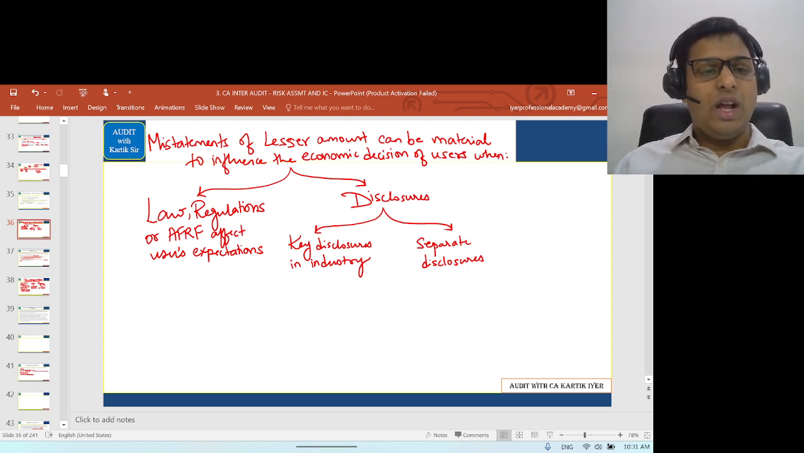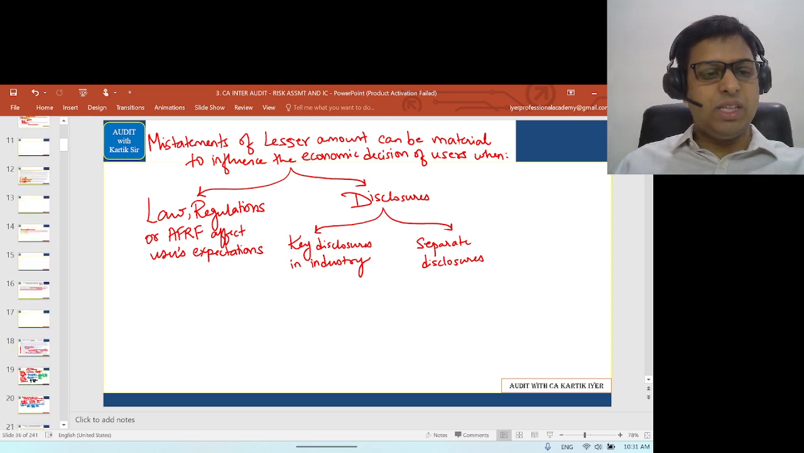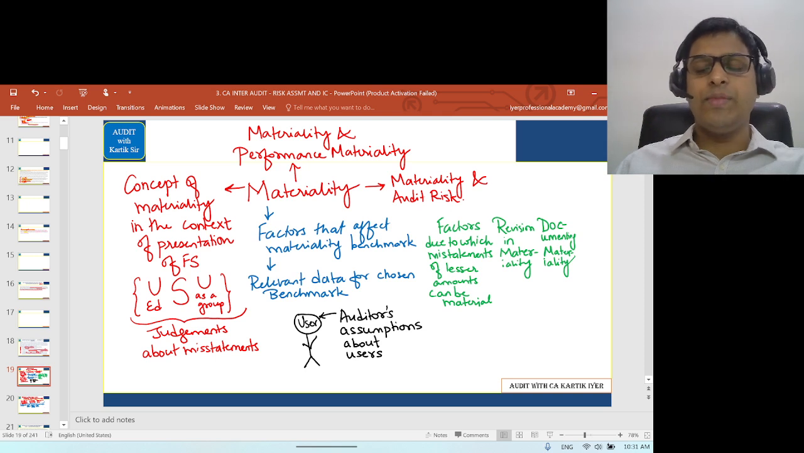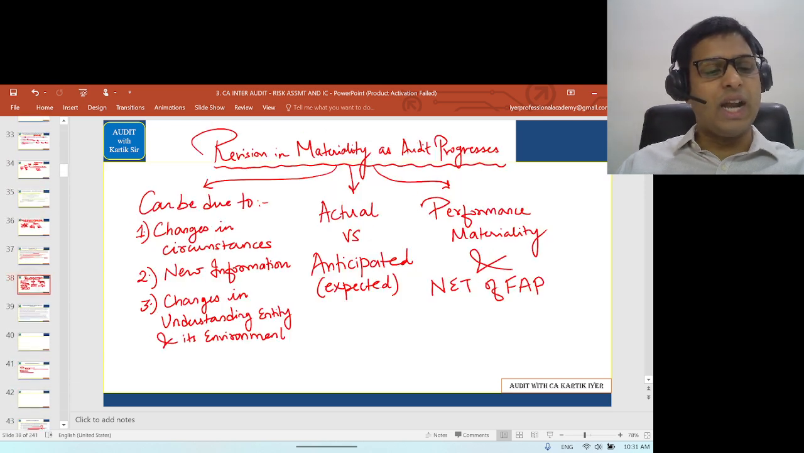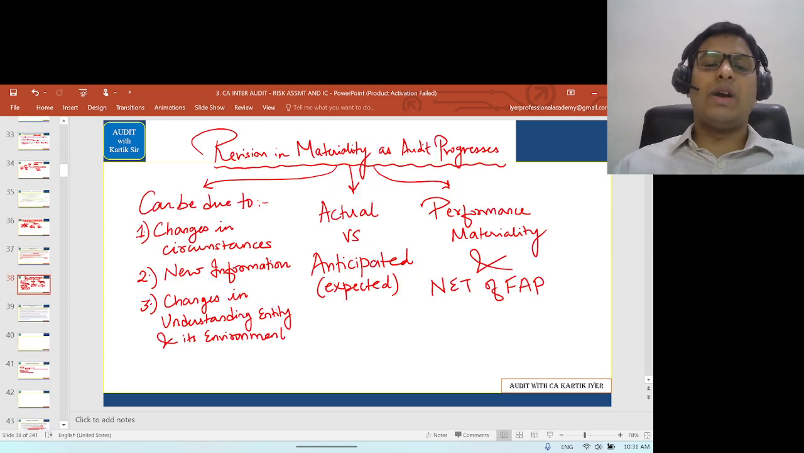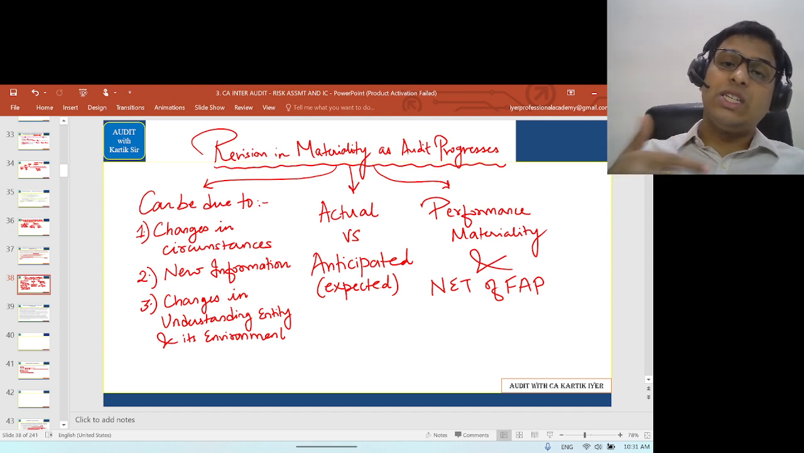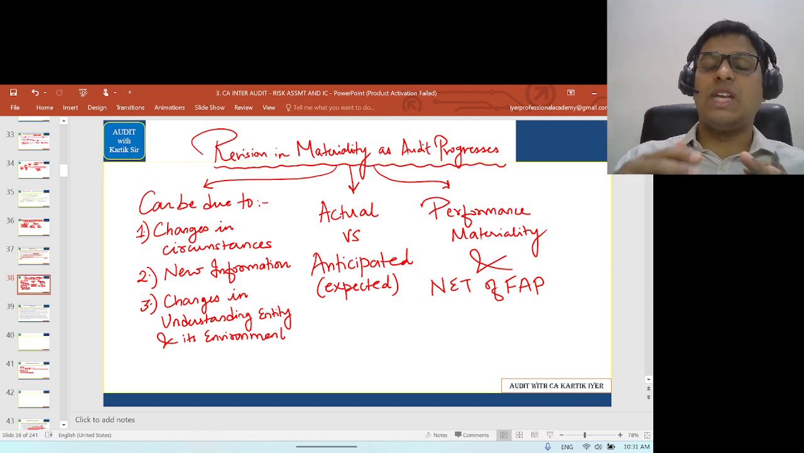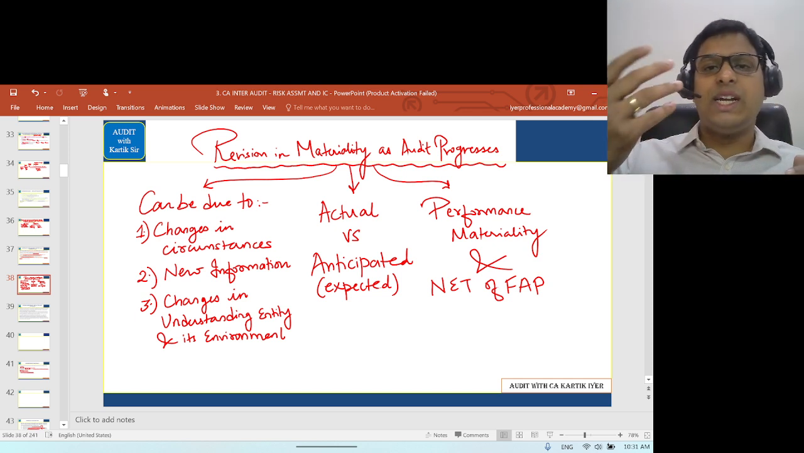Okay. Let's go to the next answer in our main chart. And in the main chart you will see there on the right hand side in green we have written there revision in materiality. So when will you do revision in materiality? That is basically this answer. See, revision of materiality as audit progresses. Revision can be done due to change in circumstances because of any new information that comes into the picture, or changes in understanding the entity and its environment.